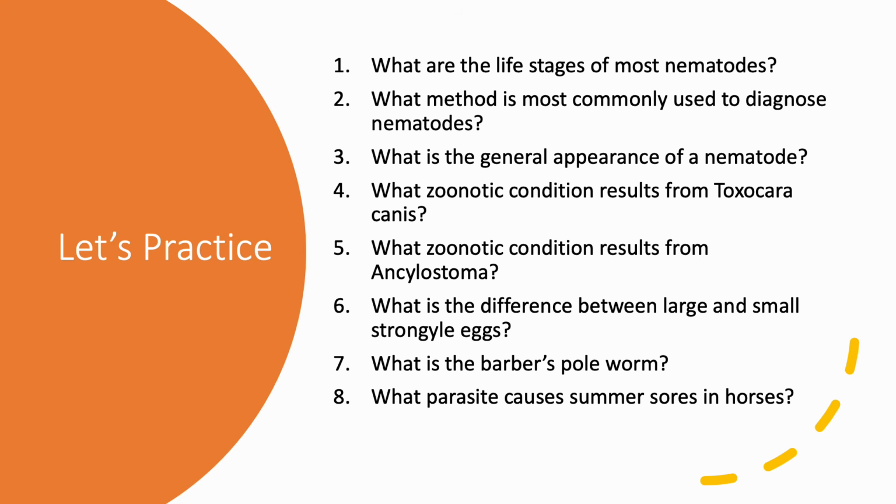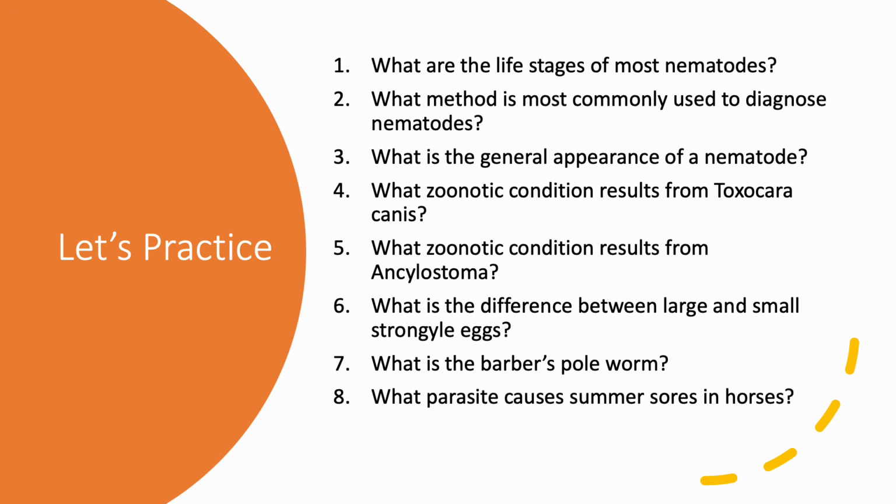What's the difference in the appearance of a large and small strongyle egg? That's right, no difference. We cannot tell them apart based on their eggs. They look the same. And what is the barber pole worm? Yep, Haemonchus contortus, which is the one that also causes bottle jaw in sheep. And then what's the parasite that causes summer sores in horses?